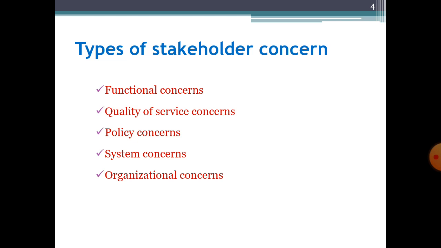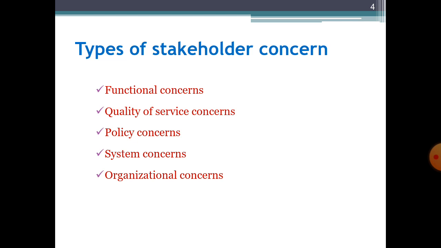So the next one is about quality of service concern. This is related to the non-functional behavior of a system. You can say these quality of service concerns include the performance, reliability and availability of the system.